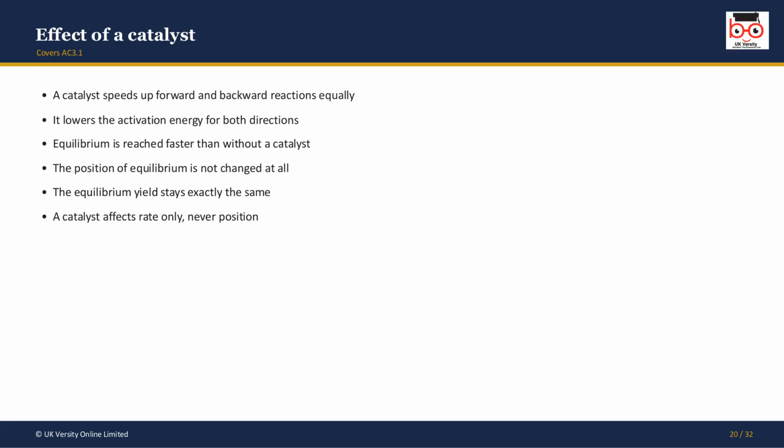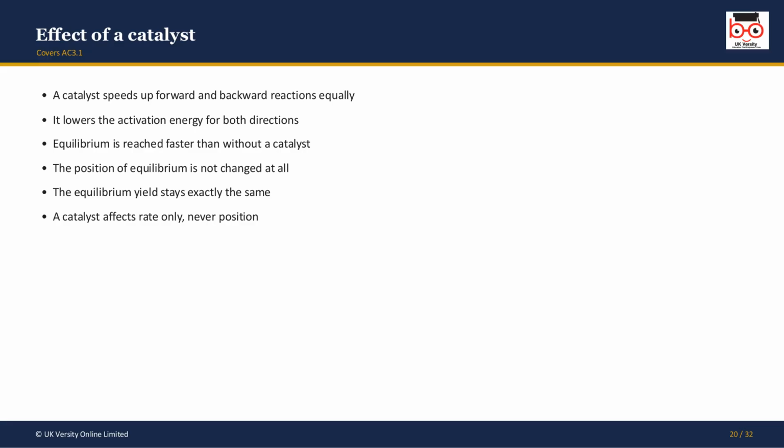What about a catalyst? A catalyst speeds up the forward and backward reactions equally by lowering the activation energy for both directions. That means equilibrium is reached faster than it would be otherwise, but, and this is the key point, the position of equilibrium is not changed at all. The equilibrium yield stays exactly the same.